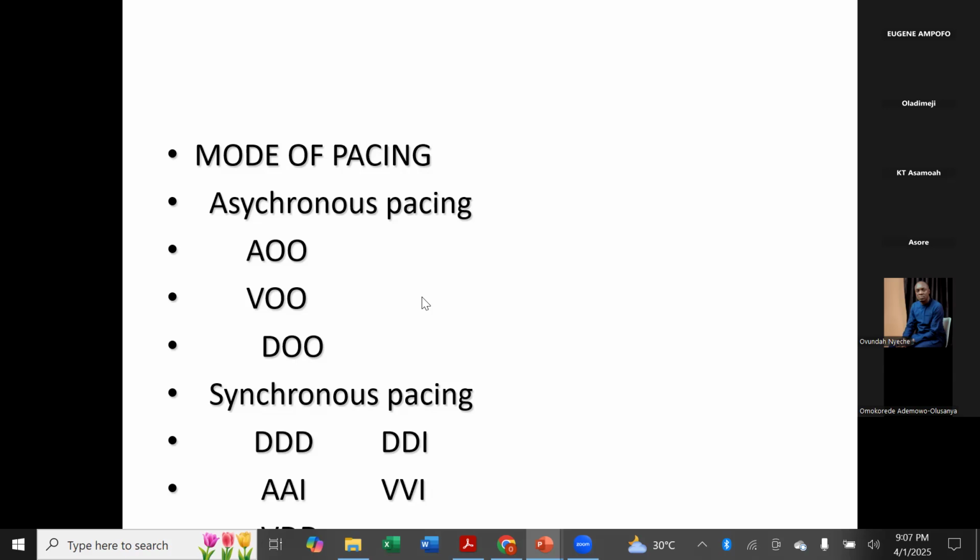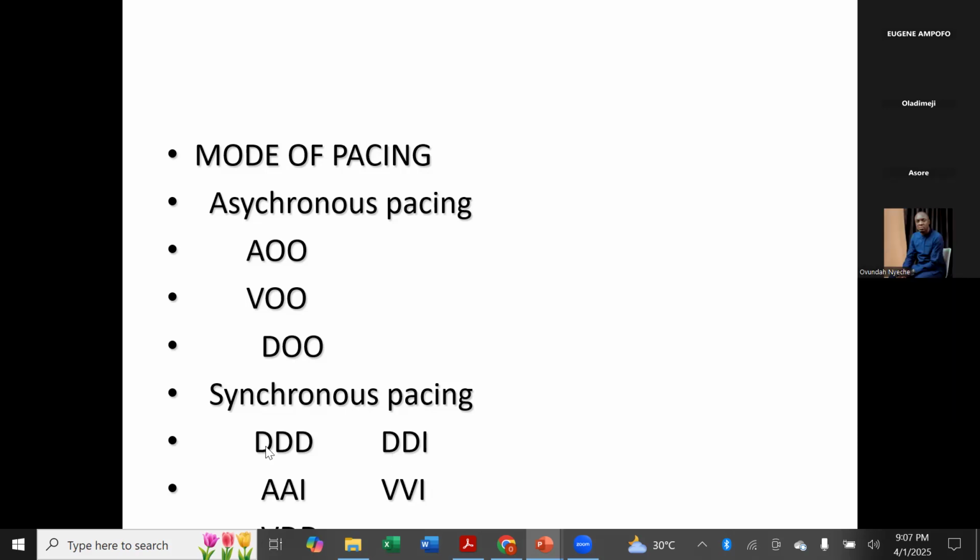So please, do we have any question on this at this stage? This is very important for you to know the difference between a DDI and a DDD. When does it benefit a patient?